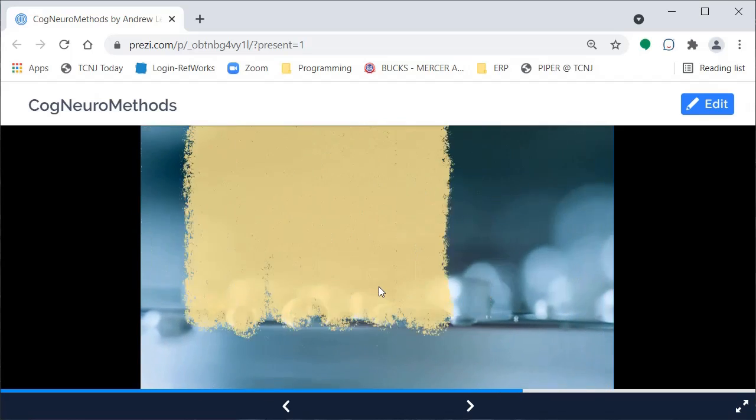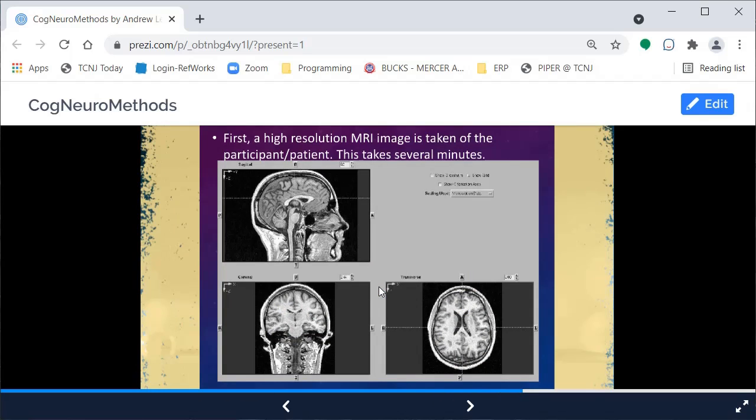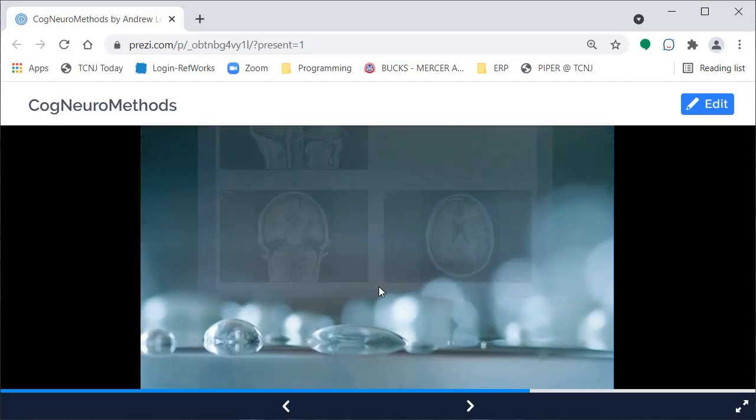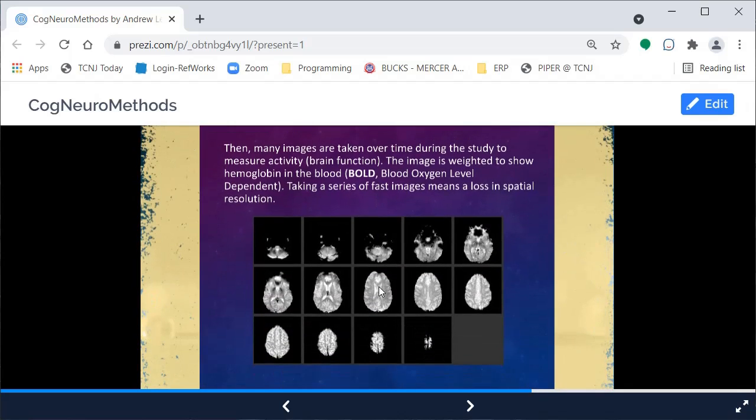and an image is created. Generally, the person will sit in this scanner for several minutes, maybe like 15 or 20 minutes, and they're just doing this pulse sequence, creating a high resolution image of the person's brain. Then they'll start the study itself. And when they start the study itself, they'll take faster images, and those images aren't as clear as the structural image. So you lose a little spatial resolution, but what happens is you overlay that data on the person's structural image a little bit later.